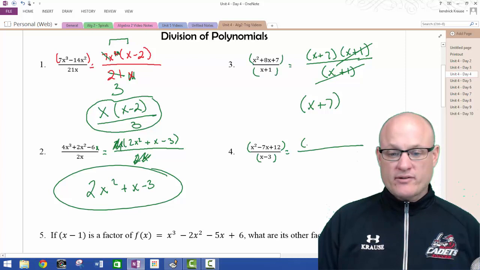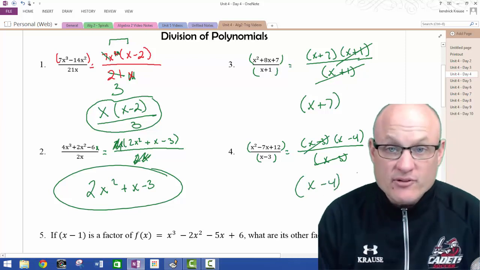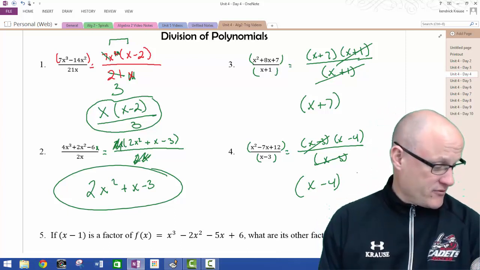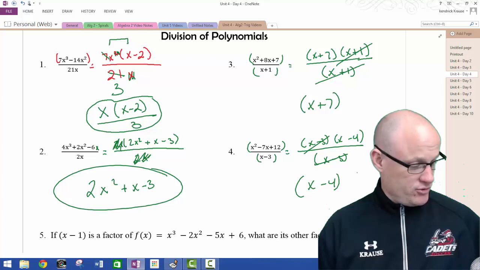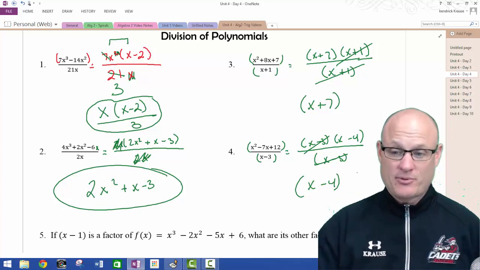Factor the numerator. It's x minus 3, x minus 4. On the denominator, I have x minus 3. Well, the x minus 3's cancel, and I'm left with x minus 4. So that took you through some really simple division. Stuff you've done a lot over the past few years. The next 5 questions are not going to be nearly as simple.